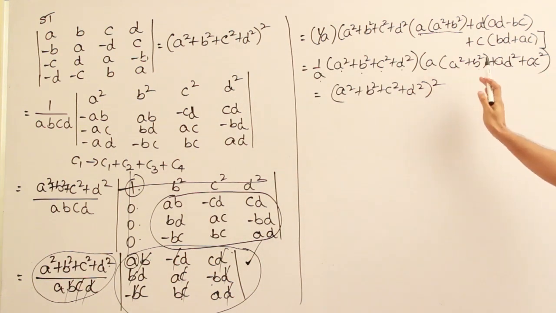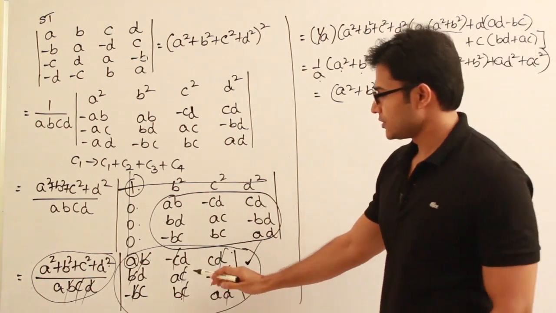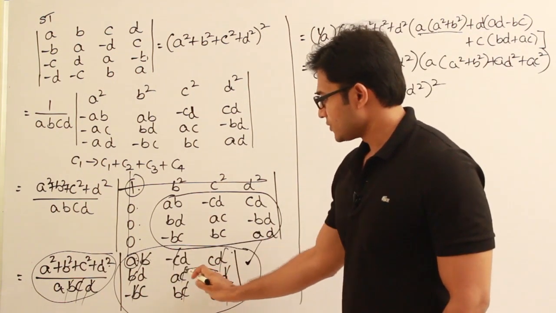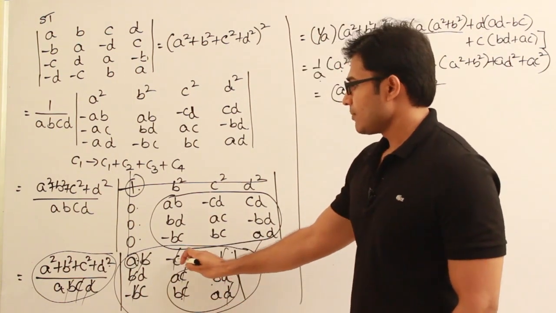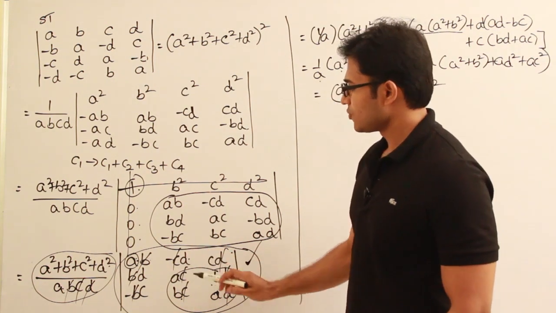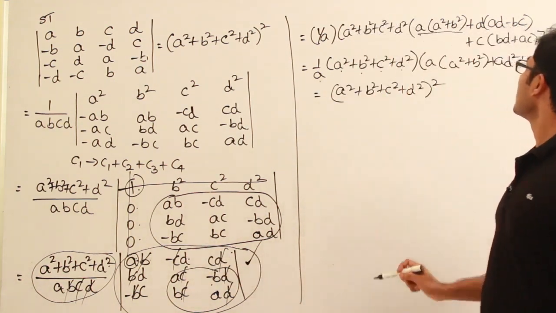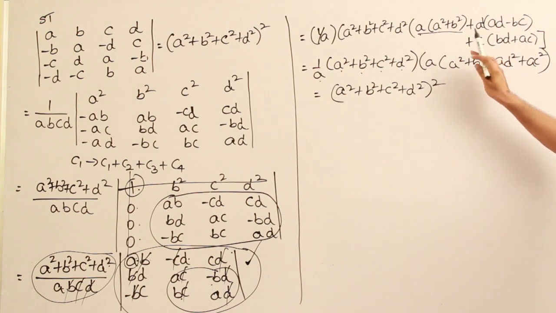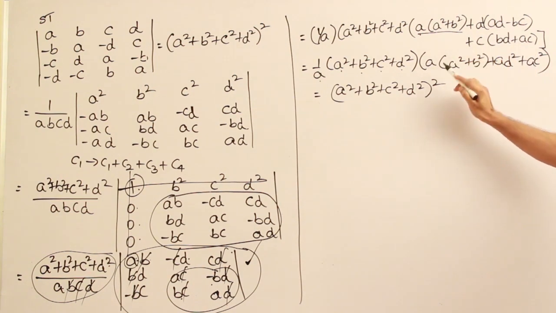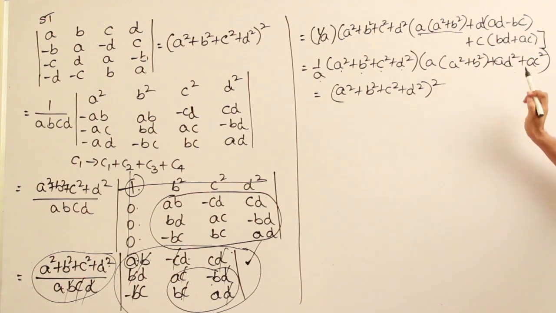And now inside, I am just finding out this determinant, which is nothing but A multiplied with its cofactor, and then minus D multiplied with its cofactor, and then C multiplied with its cofactor. Therefore I got this expression. Now in this expression, if I simplify it, I got this one.